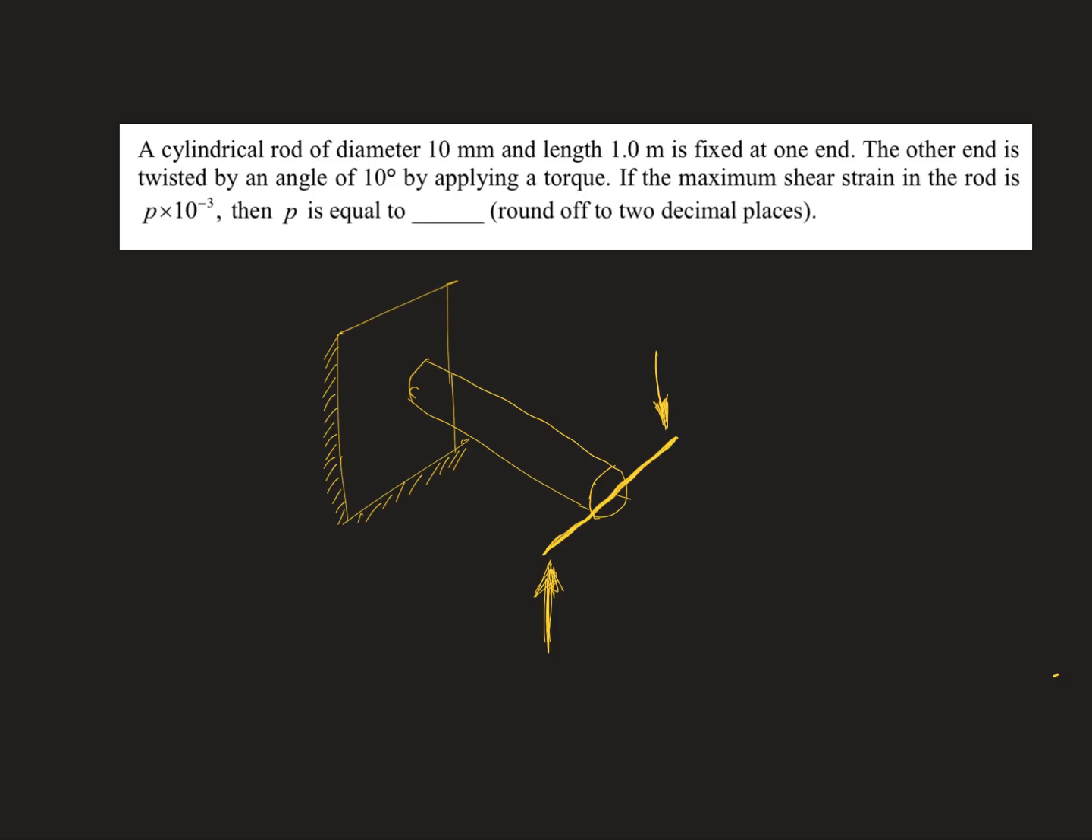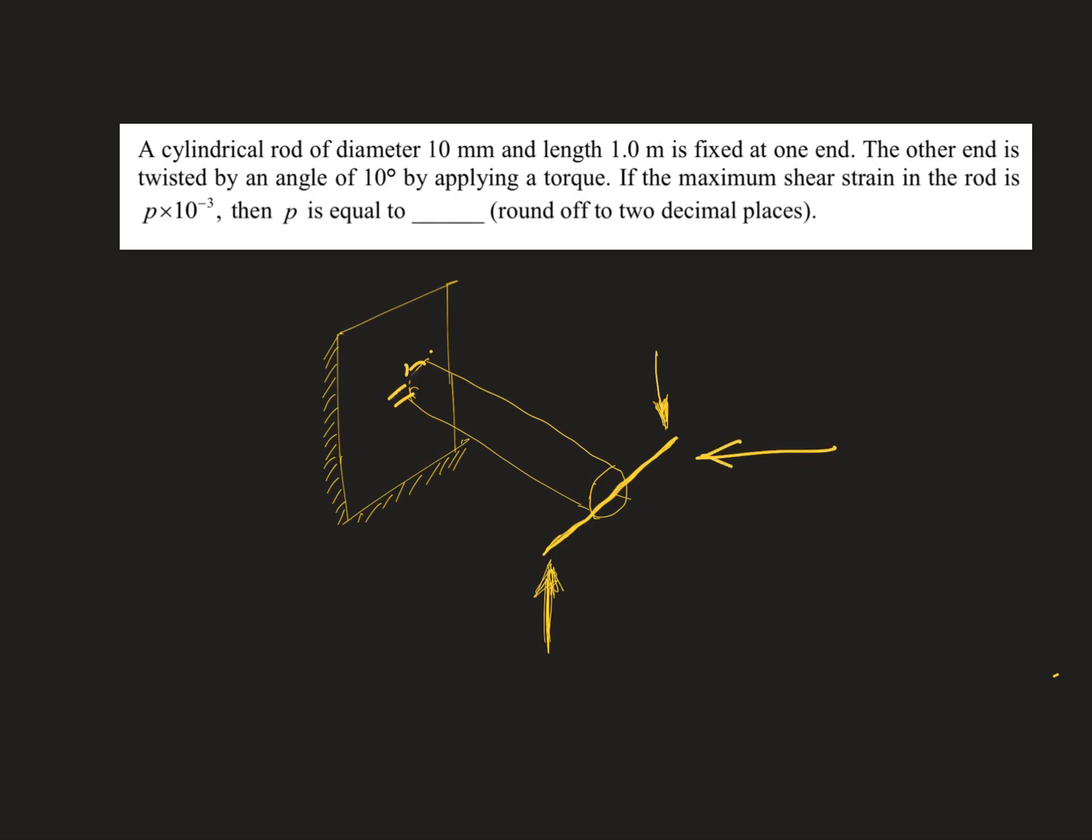So here we have a problem which was asked in GATE 2019, and the problem goes like this. You have a cylindrical rod of diameter 10 mm and length 1 meter, and it is fixed at one end. So this is fixed here, like this end it is fixed, and on this end we have applied a torque.